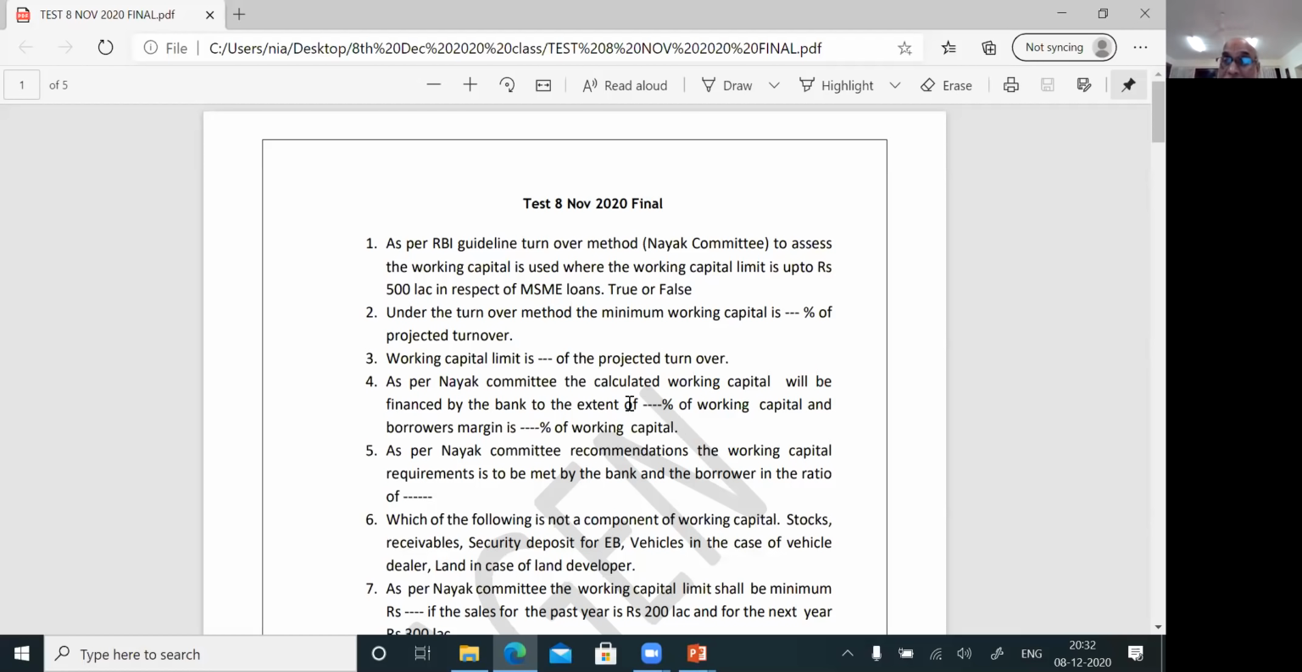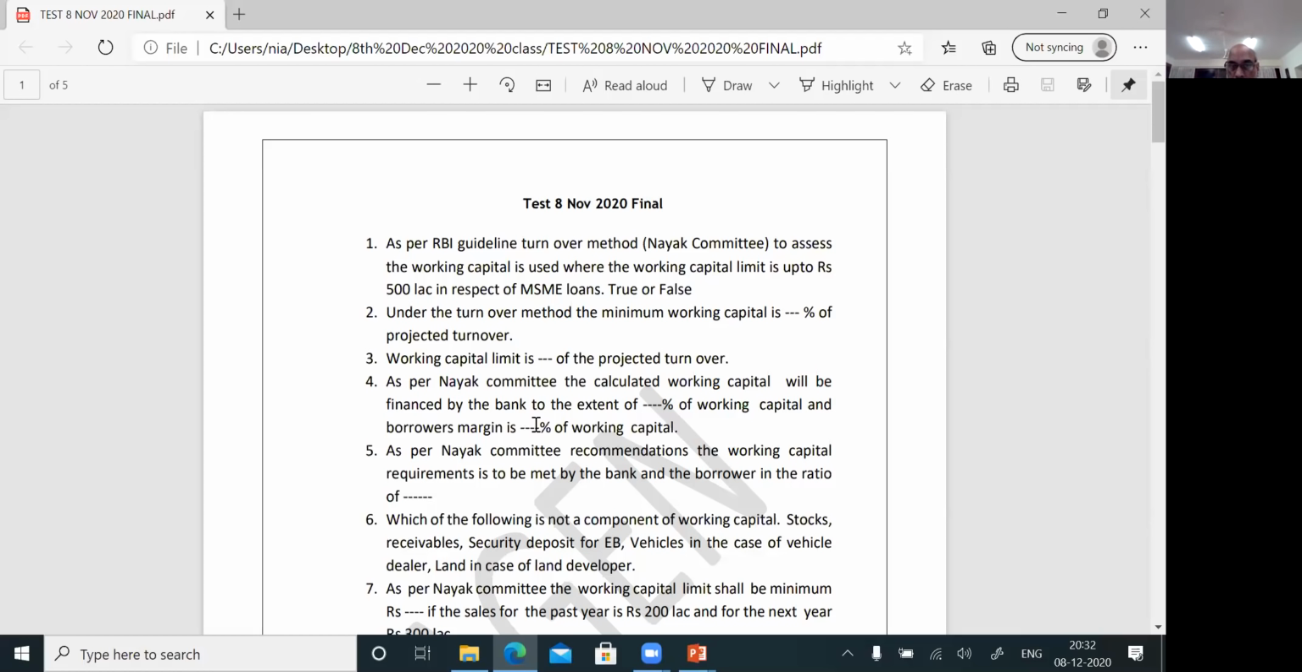Suppose they give the working capital, how much loan, how much the promoter's margin, what ratio? 80:20, which we saw. So question number 4, as per Nayak committee, the calculated working capital will be financed by the bank to the extent of 80% of the working capital and the borrower's margin is 20% of the working capital. If working capital is given and they ask you what is the working capital limit, 80% of the working capital. If turnover is given, and they ask you what is the working capital, 25% of the turnover. Okay, you should be very clear. That is why I am making it very clear in the question paper.